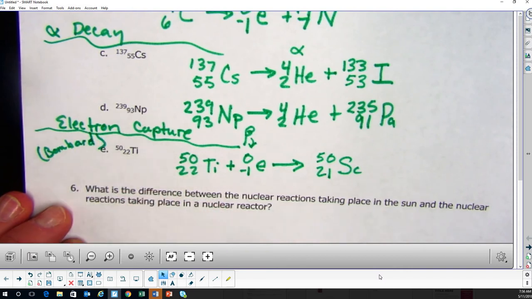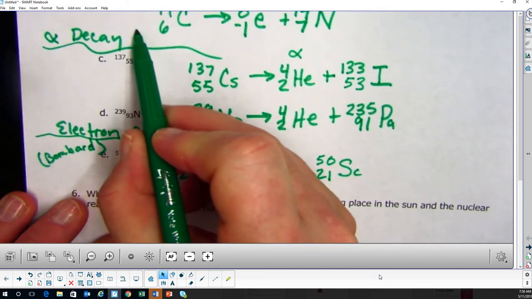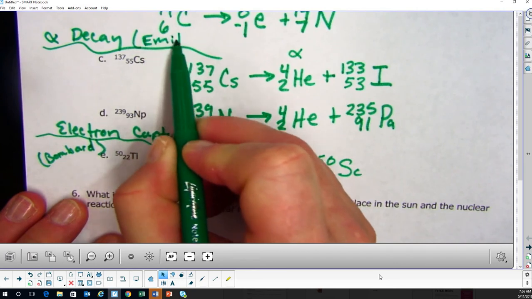It goes on the reactant side. Okay? Decay or emit, product side. So decay or emit, product side.